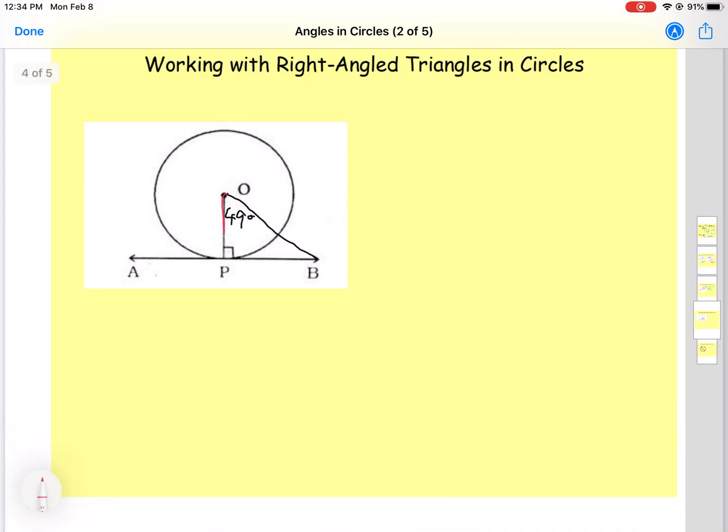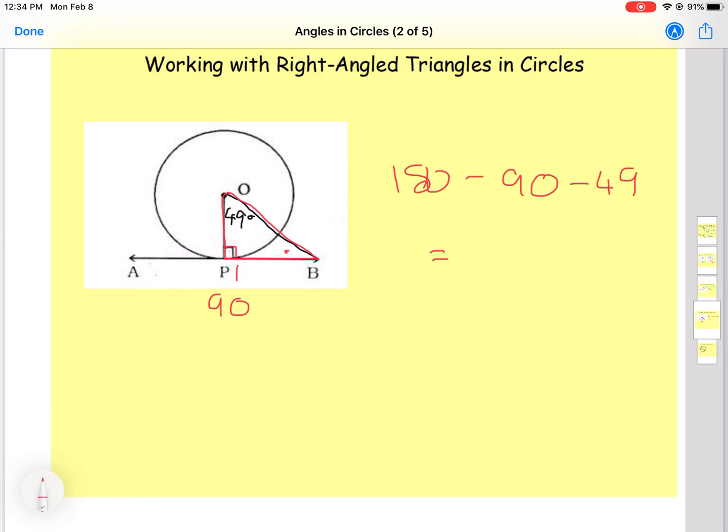Now the triangle appears between lines OP, PB and OB. We've got a right angled triangle here. The only angle we are missing is the one down the bottom right. So we know that in here we have a 90 degree, therefore 180, take away what we have in the triangle, which is 90, and 49 will give us the angle at angle B.